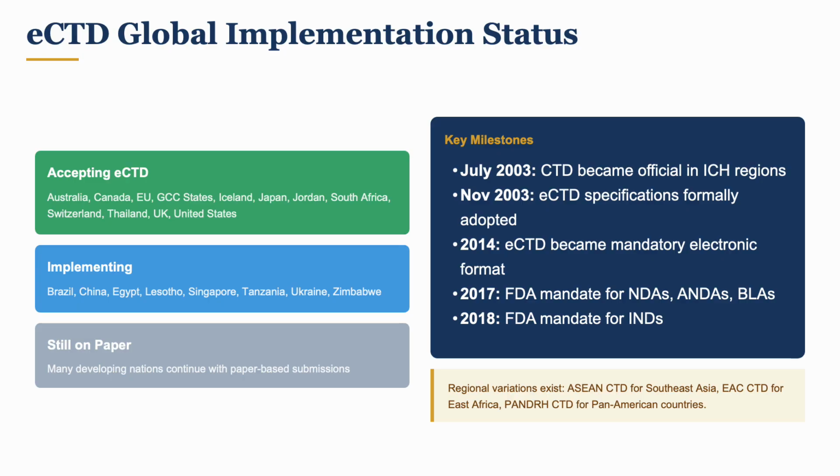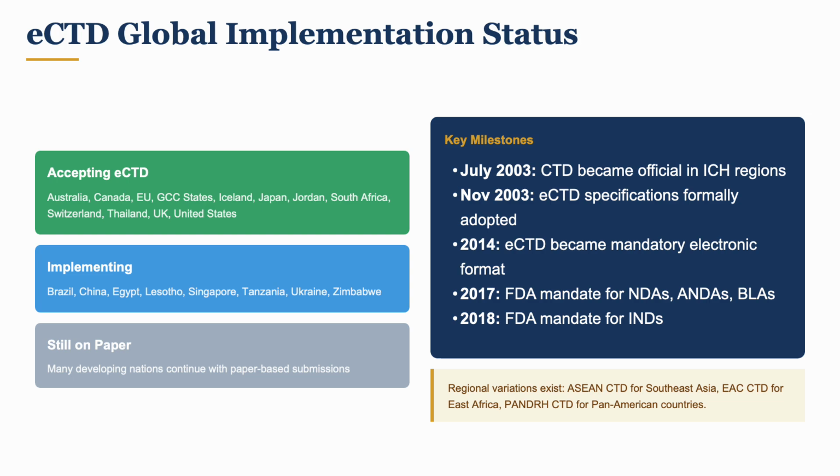This map shows the current status of eCTD implementation worldwide. In green, you see countries that are actively accepting eCTD submissions. This includes the major markets: United States, European Union, Japan, Canada, Australia, Switzerland, and others. These are the markets where eCTD is either mandatory or strongly preferred.